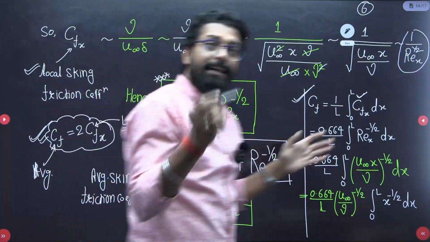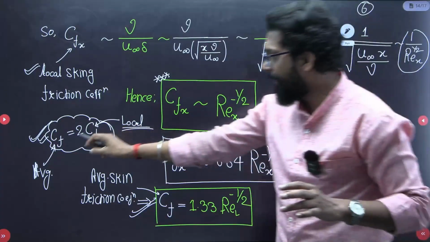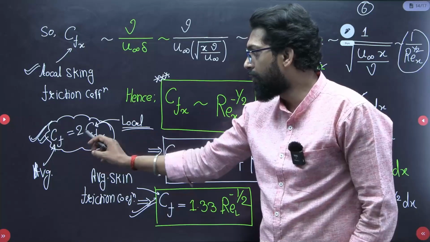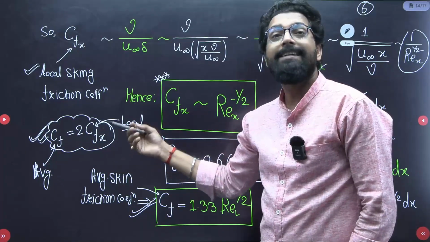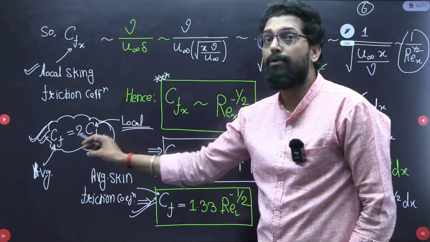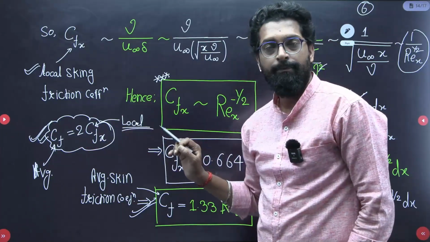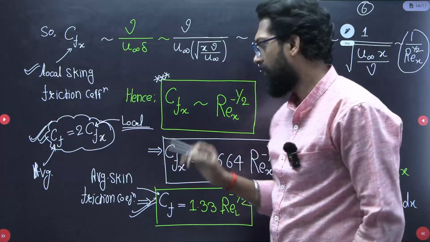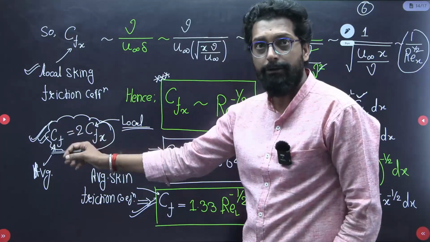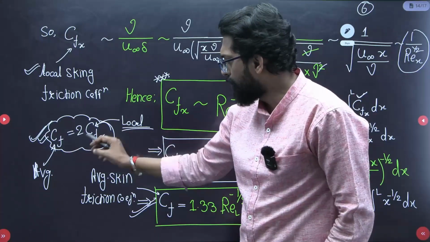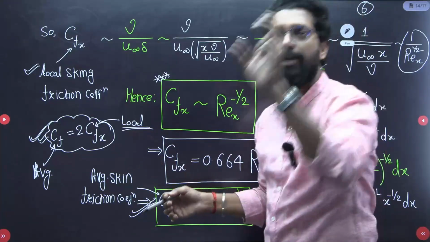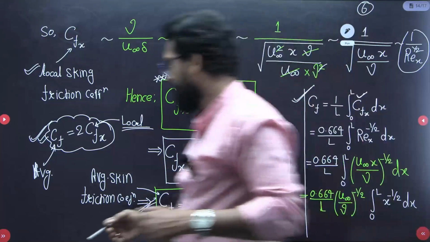Similarly, in heat transfer, the average heat transfer coefficient is equal to 2 times the local heat transfer coefficient. Likewise, the average shear stress is equal to 2 times the local shear stress. All the points you have to consider like that, okay? The average Nusselt number is also equal to 2 times the local Nusselt number. Like that, always multiply the local by 2 and you can get the average value.